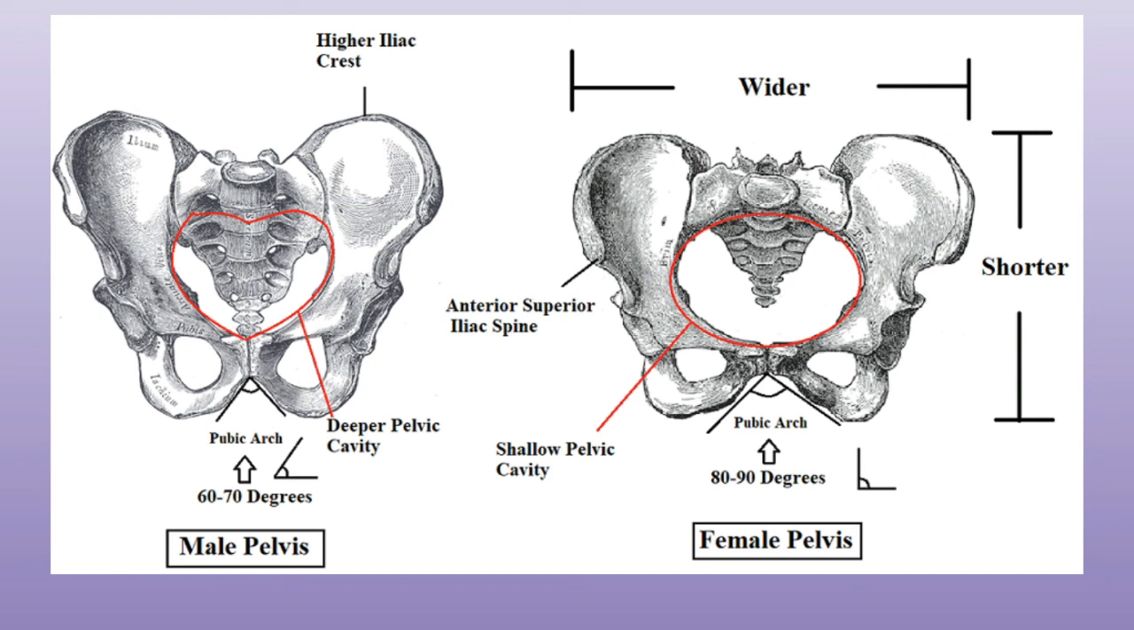So this was all about the pubis, acetabulum and the obturator foramen of the hip bone. We'll discuss the ischium in the next videos.